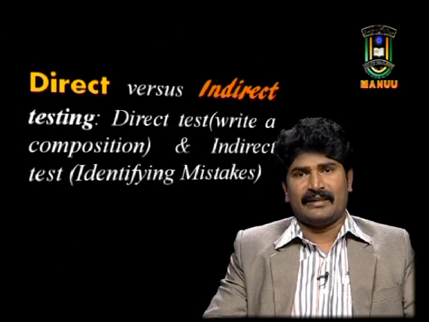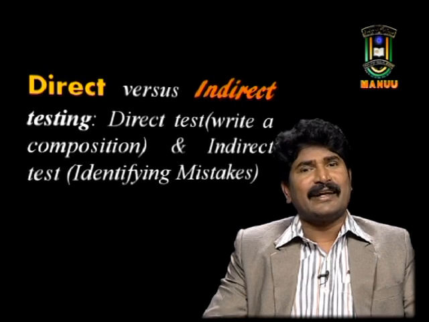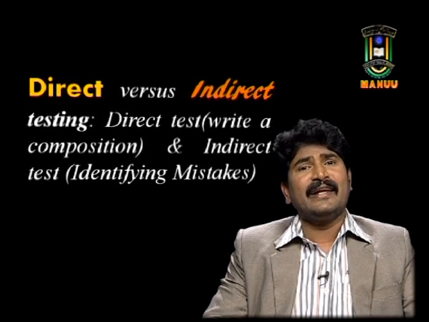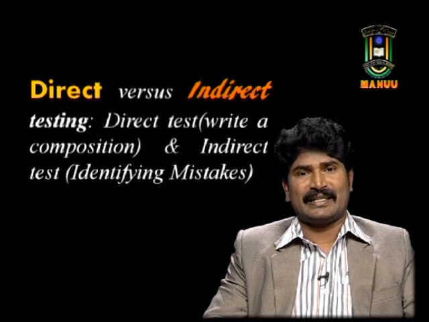There are different approaches which we can use for testing: direct versus indirect testing. Direct test, write a composition, and indirect test, identifying mistakes. Let me explain clearly the difference between direct test and indirect test. Direct test means, suppose you have a composition, okay? Through the composition, we can have the direct test. But when you have an indirect test, within that composition, we try to identify those mistakes. That is what an indirect test is.